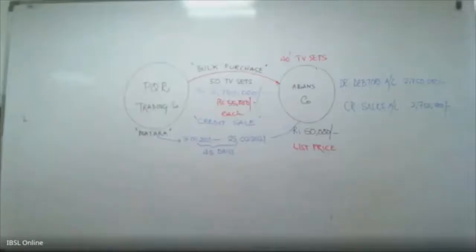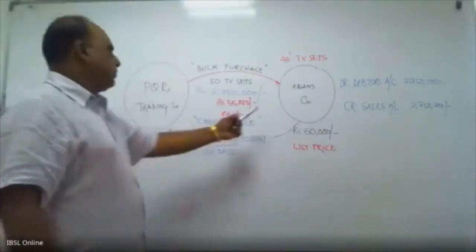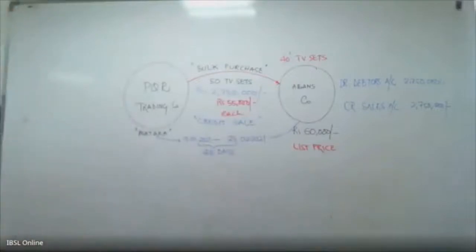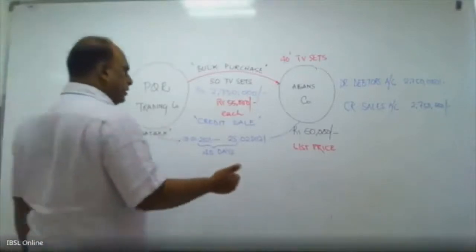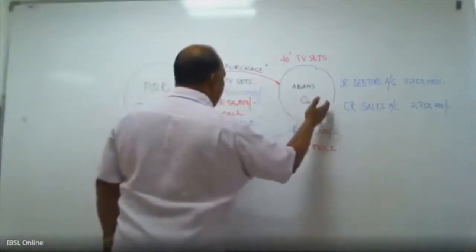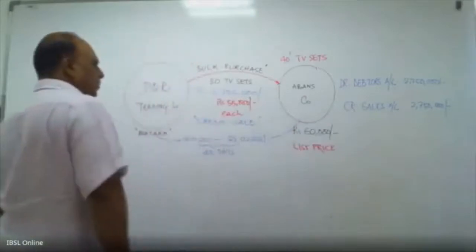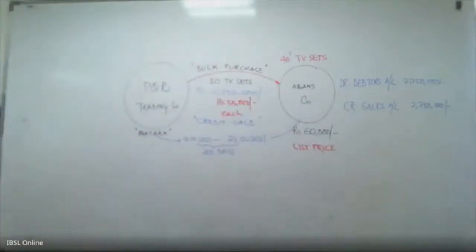Now, when it is a cash sale, what will happen? Abans Company will receive cash. PQR Trading Company will pay cash. So immediate cash sale means you will debit your cash, Abans Company, debit cash, credit sales. Okay, cash is immediately received.